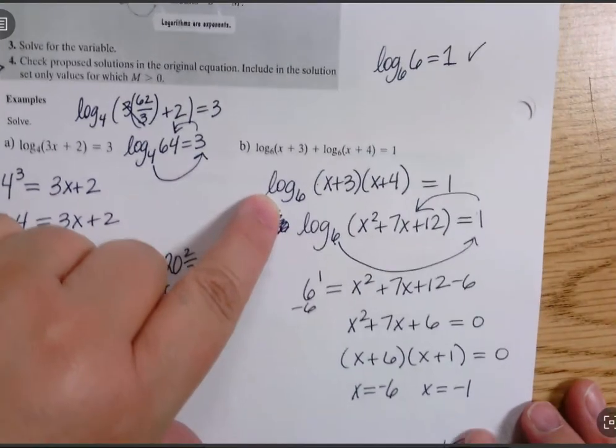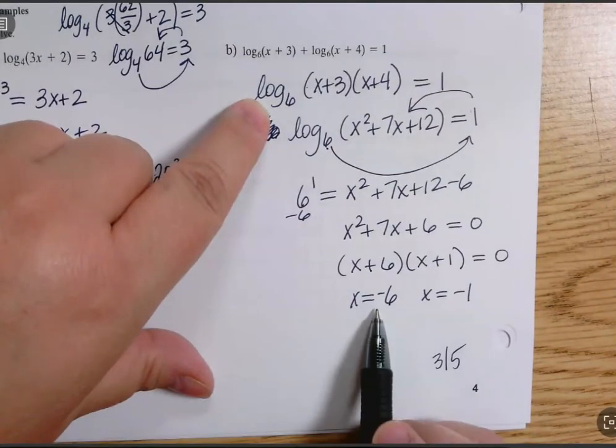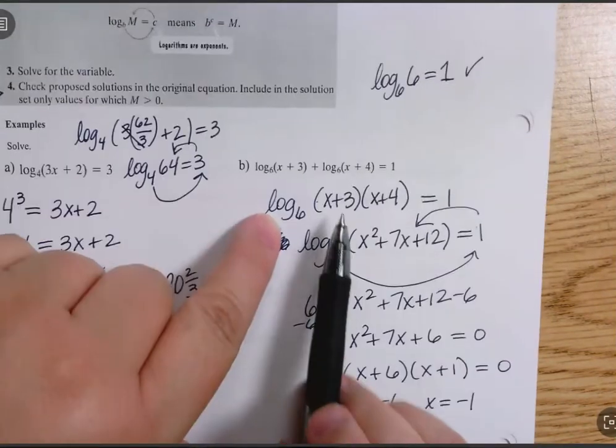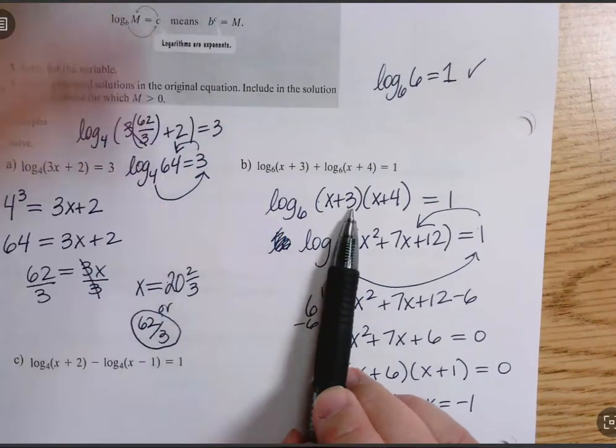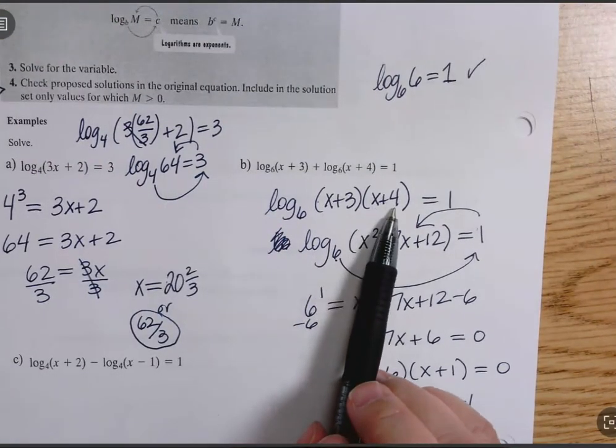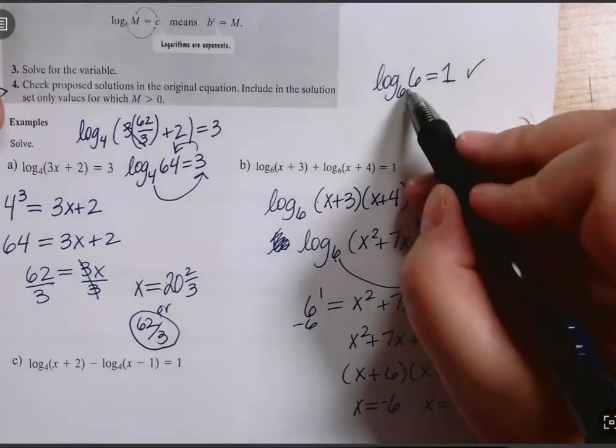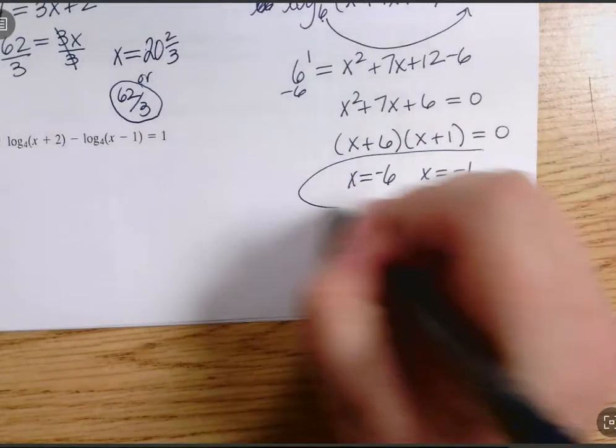Okay. Now let's try, that was me checking -6. Let's check -1. -1 plus 3 is 2. -1 plus 4 is 3. 2 times 3 is 6. Get the same thing. So yes, they both work.